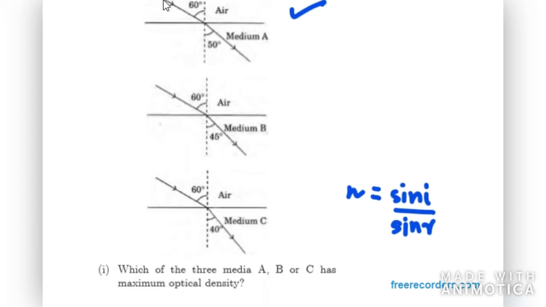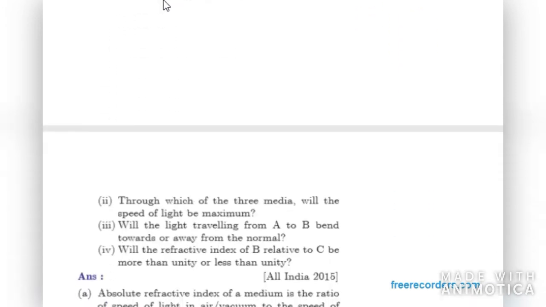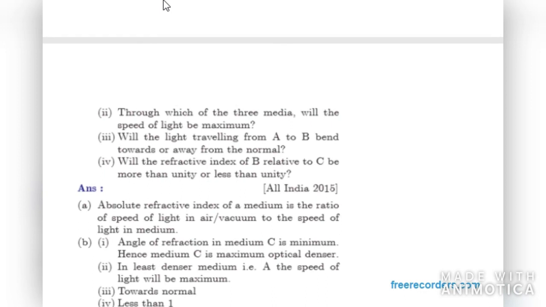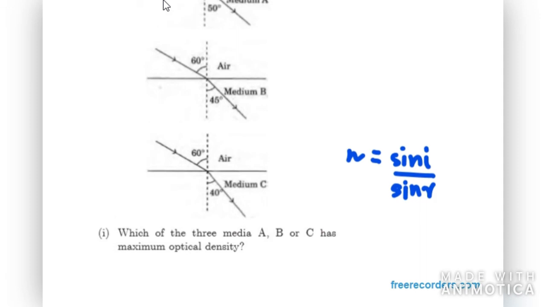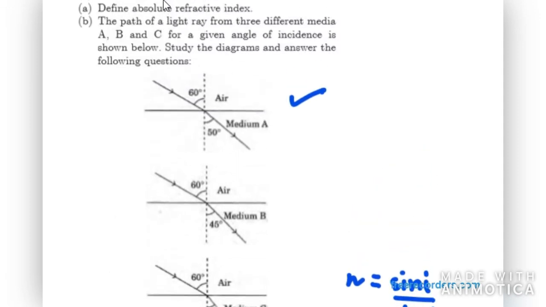Now moving on to third part, it says will the light traveling from A to B bend towards or away from the normal? So it is towards normal. Why? Because it is lesser than 60°. If it would have been greater than 60°, it would be away from the normal. But if this angle is lesser than 60°, then it would be towards normal.